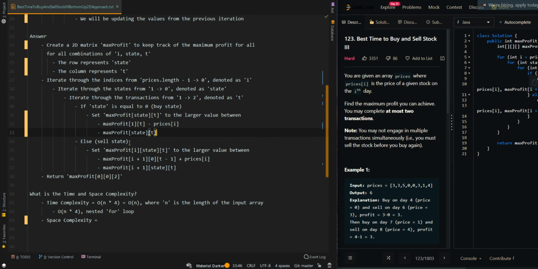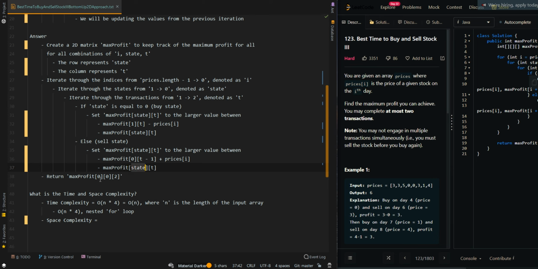Else we're currently in the sell state, so we want to pick the larger value between selling at the current price or just skipping the current price. So we want to pick the larger profit between, if we sell at the current price, then our state turns back to 0, and the number of transactions is decremented by 1, and then we get incremented by the price of the current stock, and also the maximum profit, we skip the current stock. The state stays the same and the number of transactions stays the same.